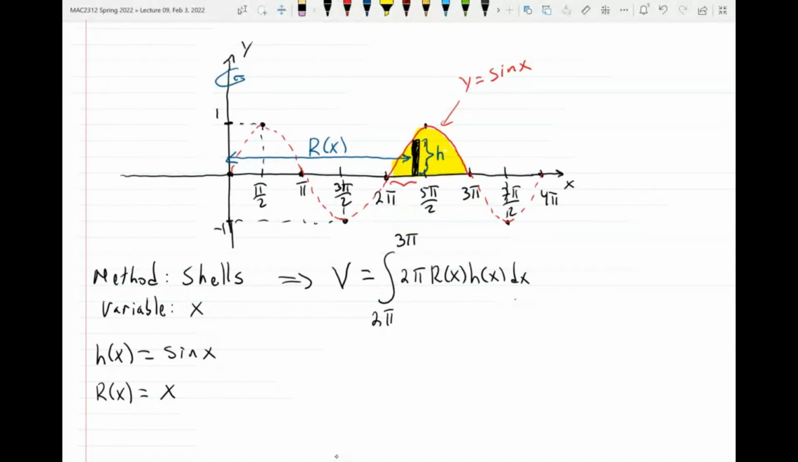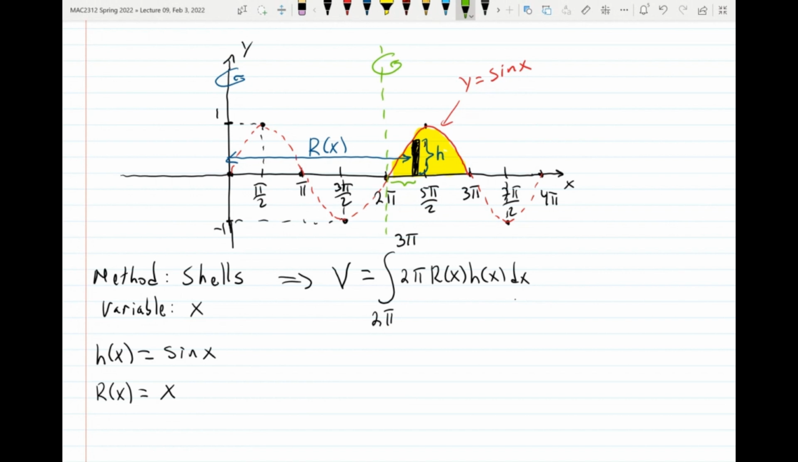So it probably would have been more interesting if I would have said to rotate about the line x equals 2 pi. I mean, we're not going to do it like that, but let me just put it here for a second. If I would have said to rotate about this line, x equals 2 pi, so h is still sine of x, okay? What would be r in this case? Because now r is just this piece right here. So what will be the formula?